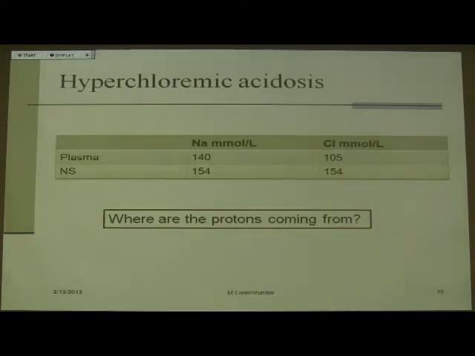What about this hyperchloremic acidosis? As I put up there, plasma has a sodium concentration around 140 and chloride around 105, or 100 to 109. Normal saline, by virtue of how it is mixed together, has equimolar amounts of sodium and chloride. So the sodium is 154 and chloride is 154. And because you put this sodium chloride solution, which is higher in chloride concentration than plasma, into the plasma, the chloride concentration naturally goes up in the plasma. Does that make sense? So what happens to the sodium? Why doesn't the sodium go up?